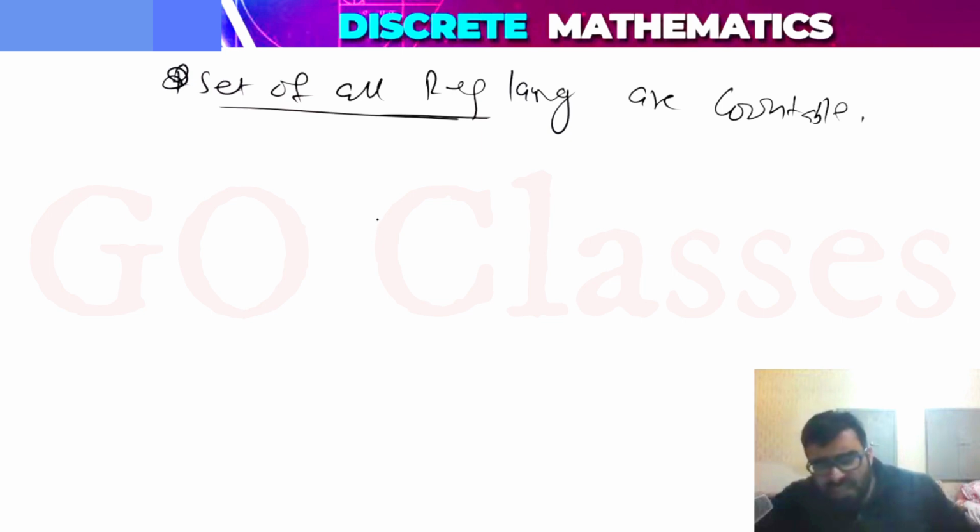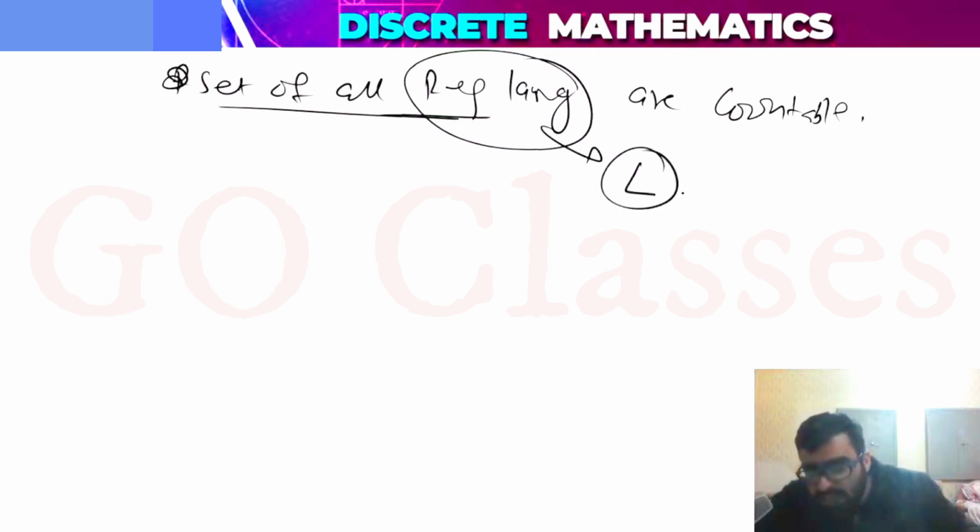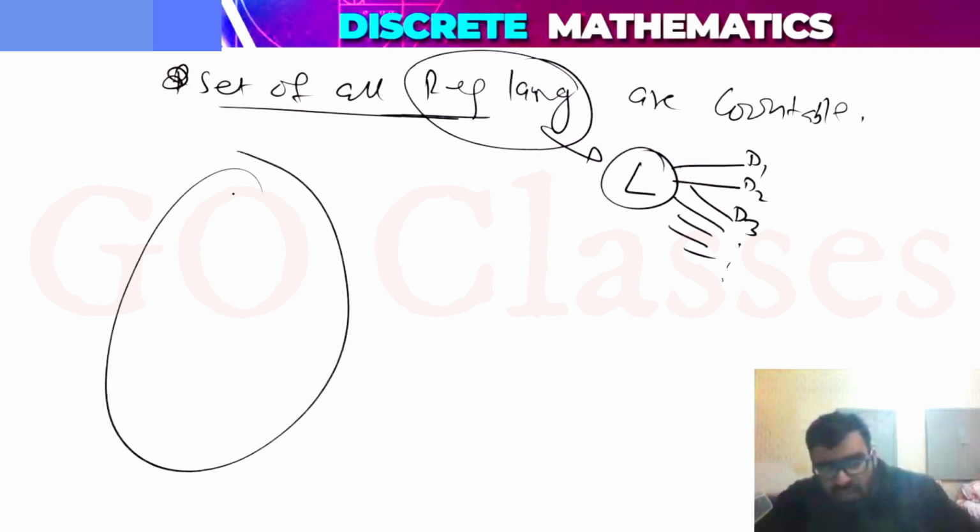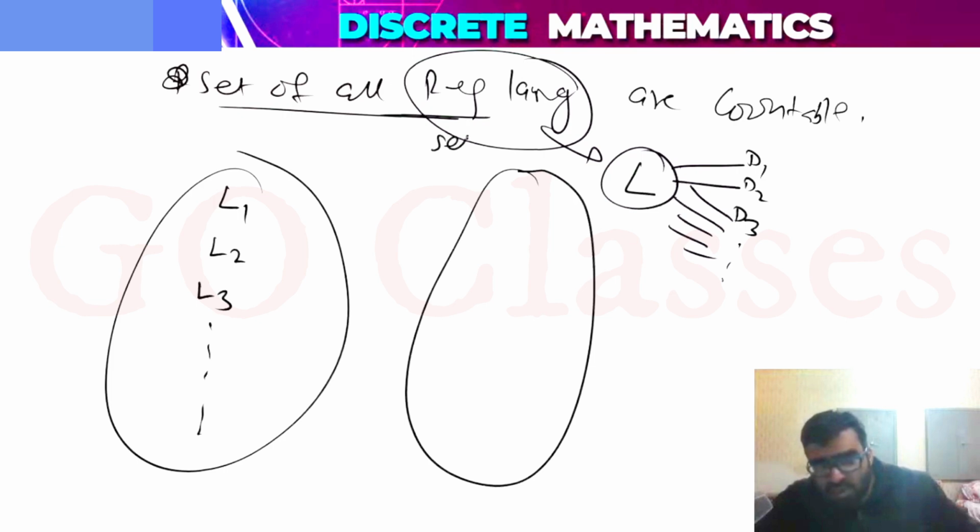Why? Again, a very easy thing: if you have a regular language L, then for that language you can make an infinite number of DFAs, D1, D2, and so on. So it is like this: you have regular language L1, L2, L3, and so on. Now, let's assume this is your set of all DFAs.